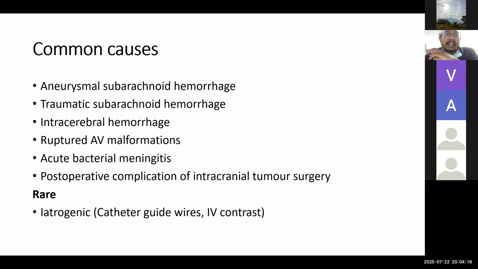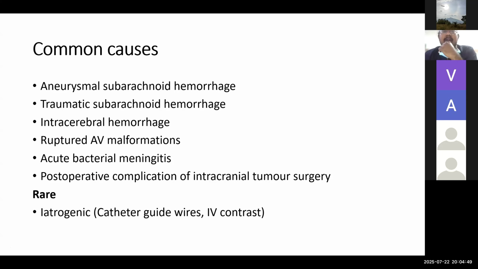Even if a subarachnoid hemorrhage happens in case of trauma, even if it is an intracerebral hemorrhage or ruptured AV malformation, we get to see vasospasm. Also, an important cause is acute bacterial meningitis, also a postoperative complication of intracranial tumor surgeries. Very rarely, iatrogenically, we can induce vasospasm, say, when we push IV contrast or catheter guide wires during neuro interventions. Sometimes it may happen iatrogenically also.